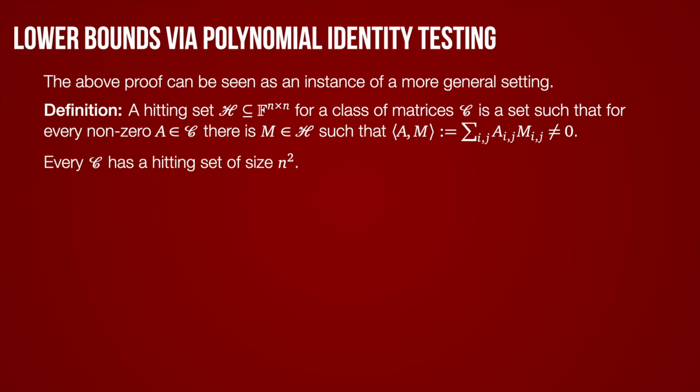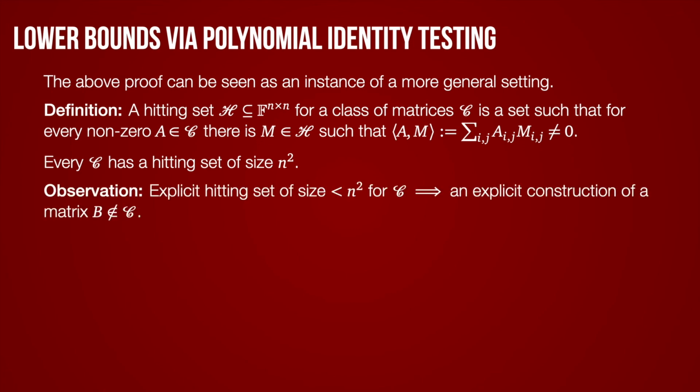So every possible class has a hitting set of size n squared. This is the trivial upper bound. And the observation is that if you can construct an explicit hitting set of size that's strictly less than n squared for a class C, then you get an explicit construction of a matrix which is not in C.